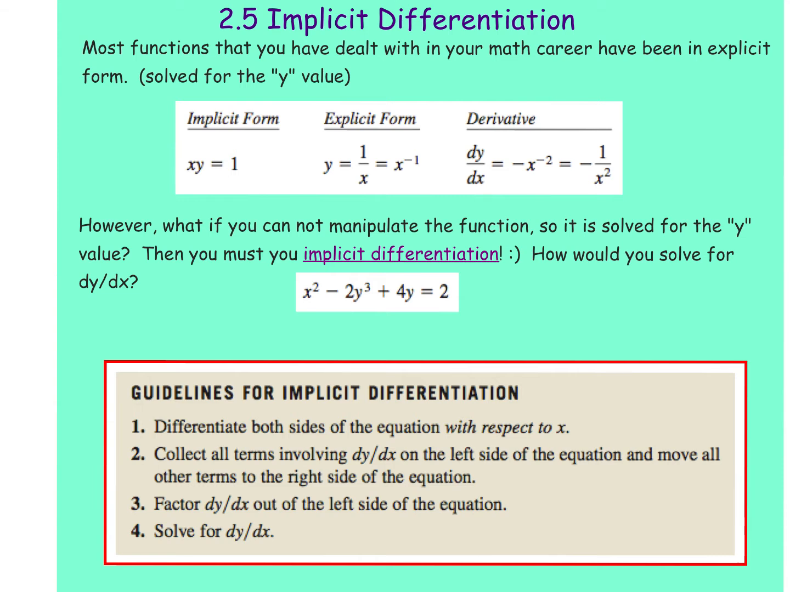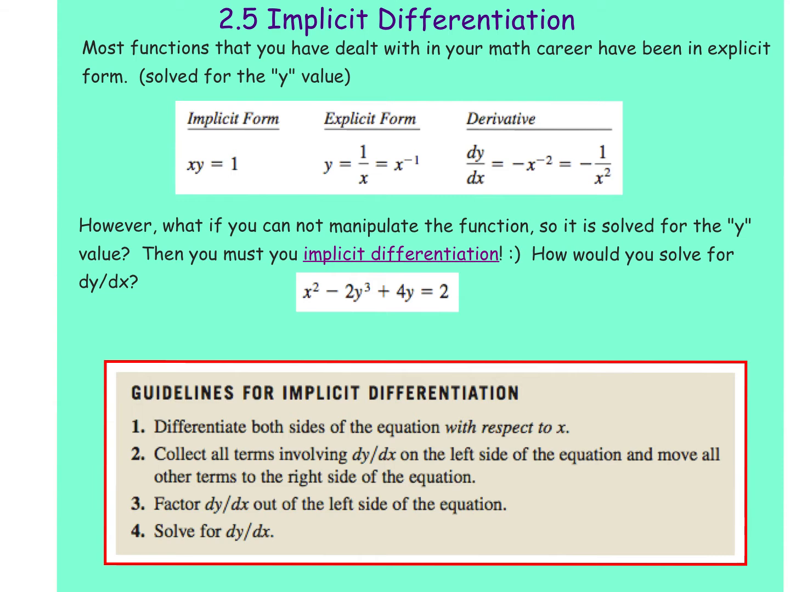So we need some readers. Abby's going to read for us. Guidelines for implicit differentiation. Differentiate both sides of the equation with respect to x. Collect all terms involving dy dx on the left side of the equation and move all other terms to the right side of the equation.